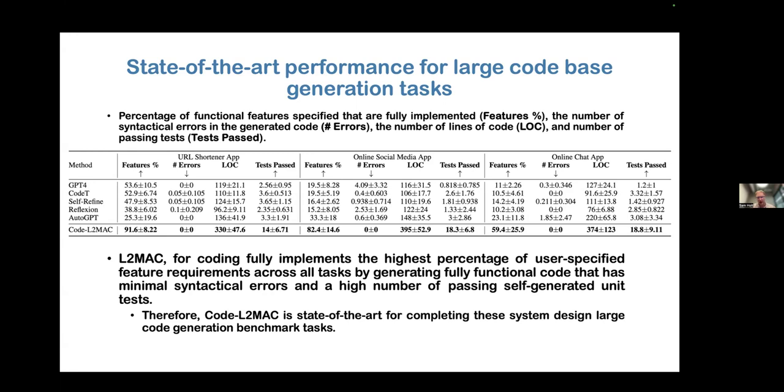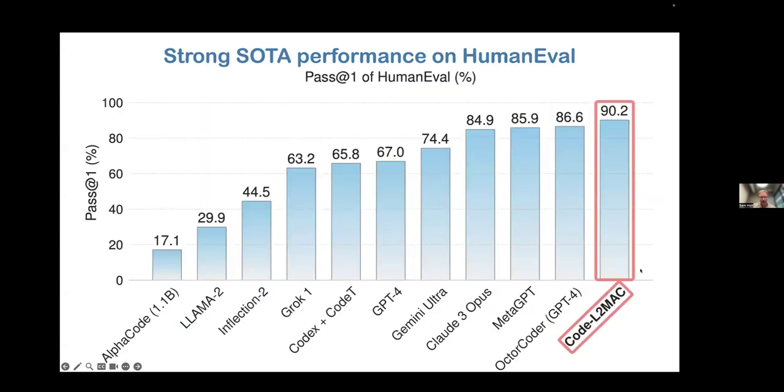Really, yeah, we get minimal syntactical errors and high passing unit tests. And therefore, it was state-of-the-art for completing these system design tasks of large duration benchmark tasks. Now, how did it compare on HumanEval? So when we benchmarked it at the time, it was, I think, 3rd or 4th in the world. Of course, this is now saturated. So this is old news, if you will, about a year and a bit ago. But yeah, so that's good.